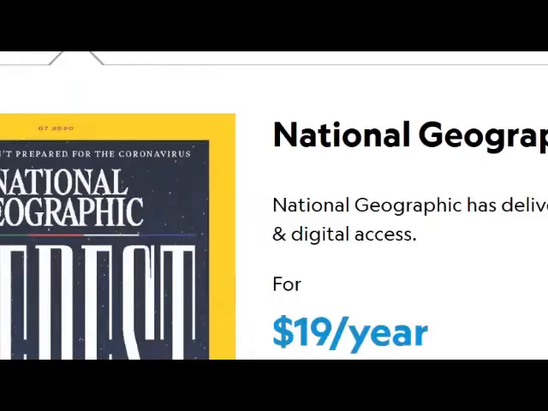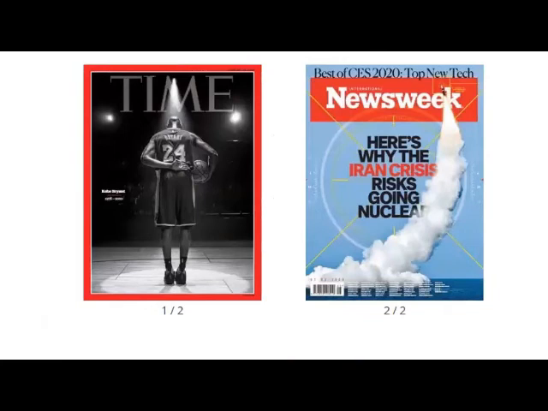Apart from that, if you can see these, we have Time, perhaps the biggest one out there in the world right now. And then we have Newsweek. So all these are different kinds of magazines that you can find nationally and internationally as well.